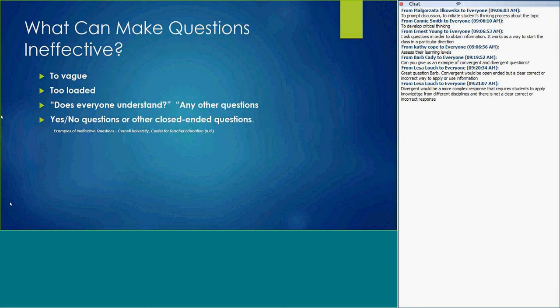All right, let's talk a little bit about what makes questions ineffective. Certainly, if the question is too vague, if students are not sure what it is that you're asking, again, that plays a little bit on what I had just talked about earlier, making sure that the question is well planned and thought out. So be clear as to what it is that you're asking.